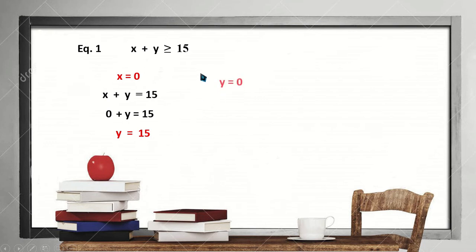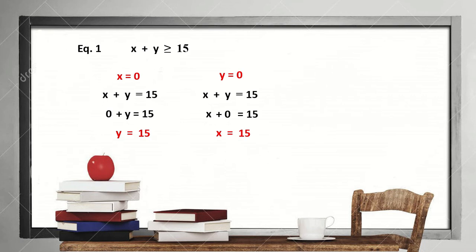Next naman, ang y naman natin is equal to 0. Palitan naman natin ng 0 yung y. So we have x plus 0 is equal to 15. So cancel na ulit si 0. So we have x is equal to 15.